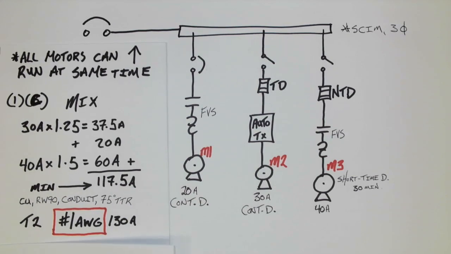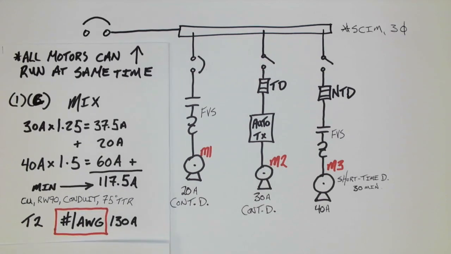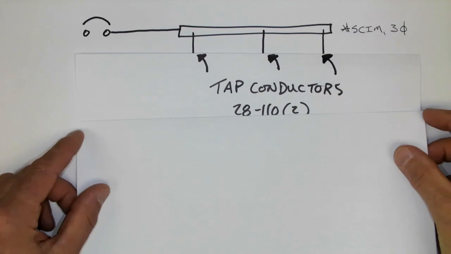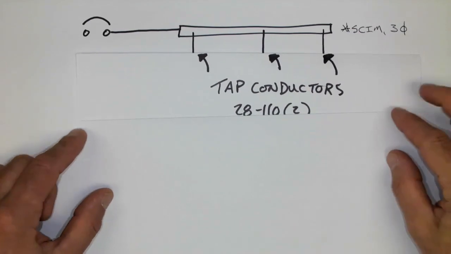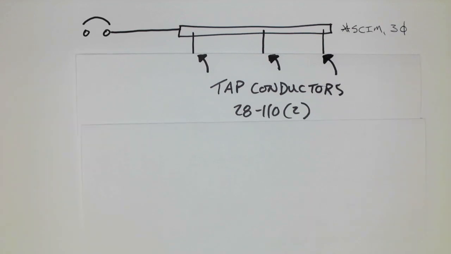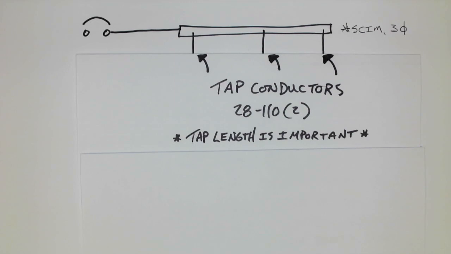Now that's the main feeder conductor and the main overcurrent for this motor bank. But what about the tap conductors? The tap conductors are these conductors right here. And those tap conductors are actually going to be sized based on 28-110, subrule 2. The tap length is very important, and it is going to be used to determine how large these have to be.